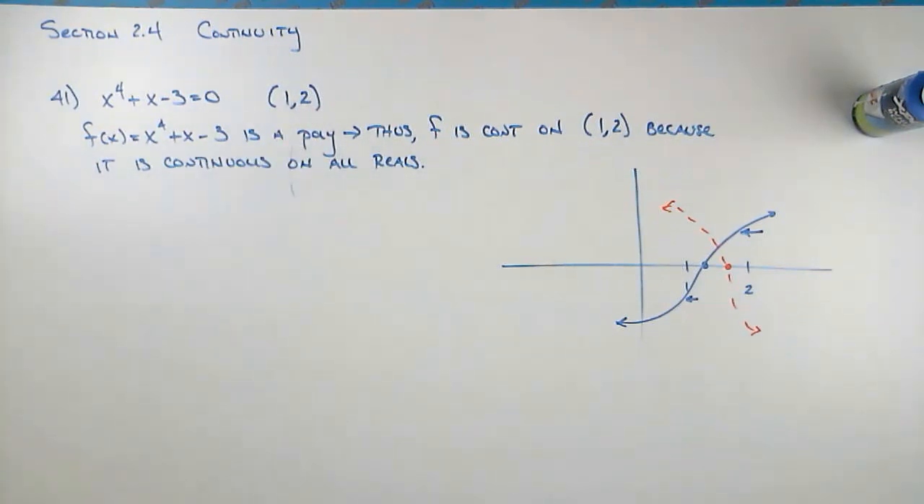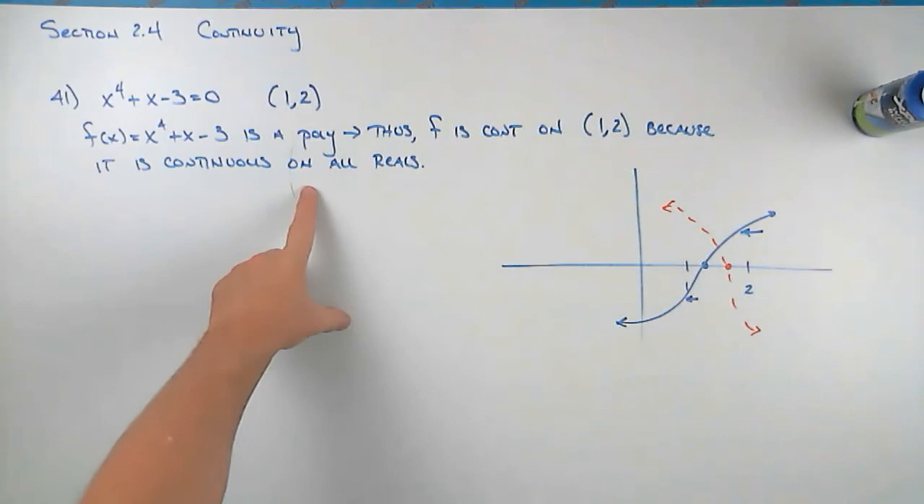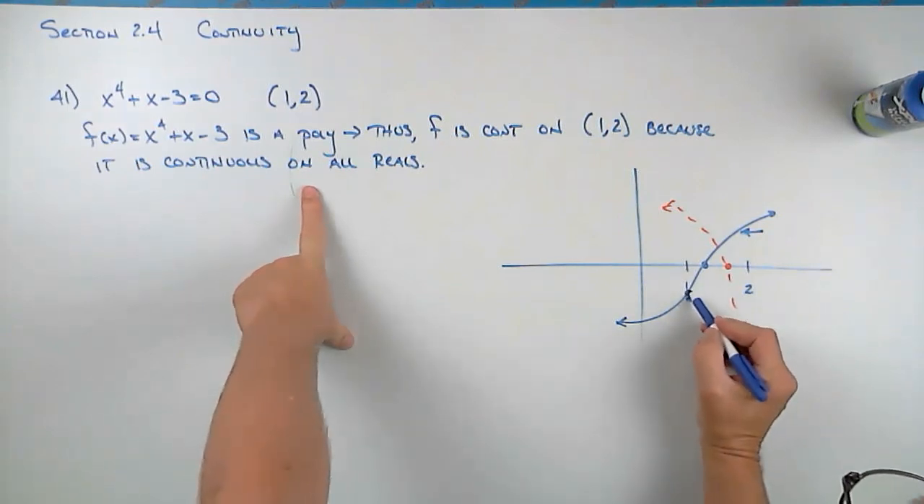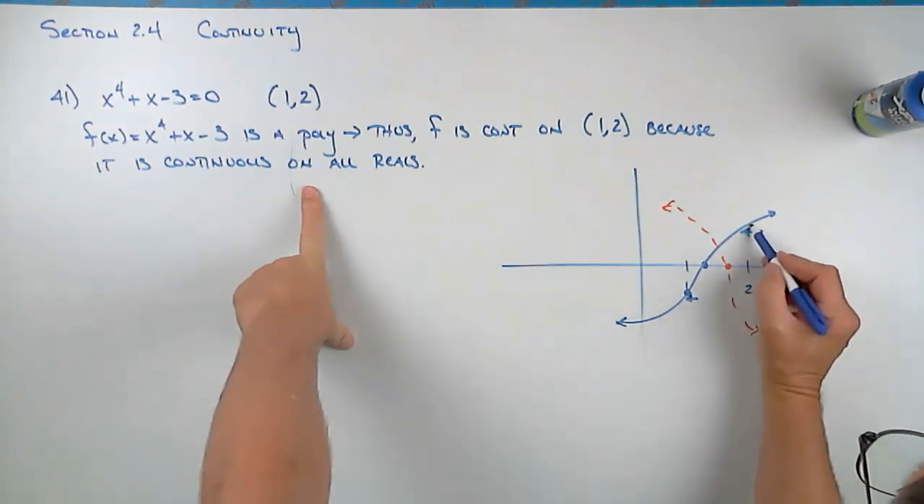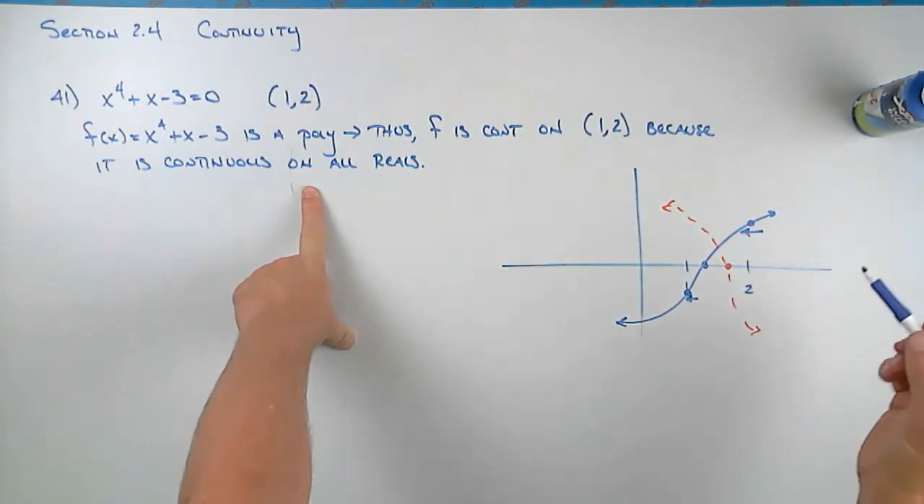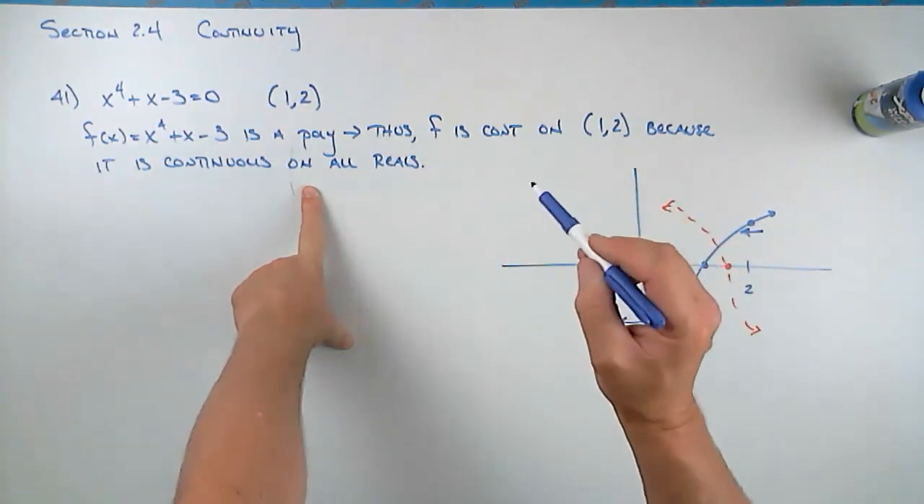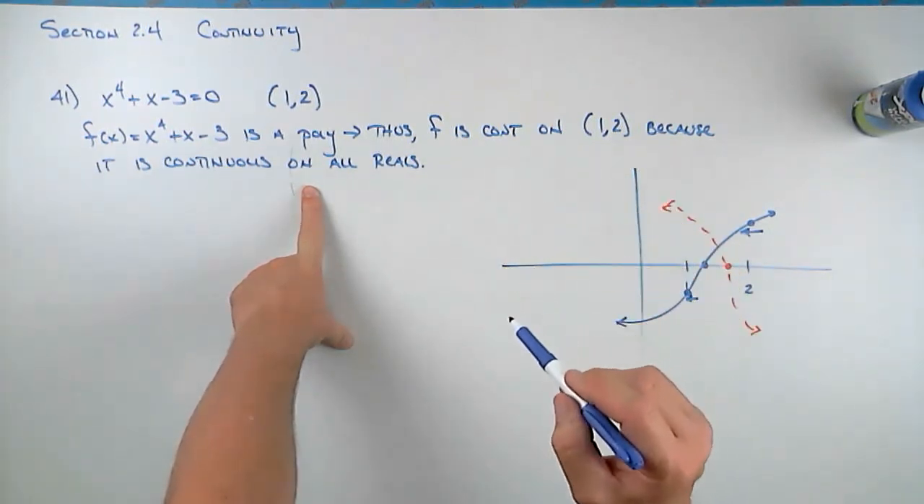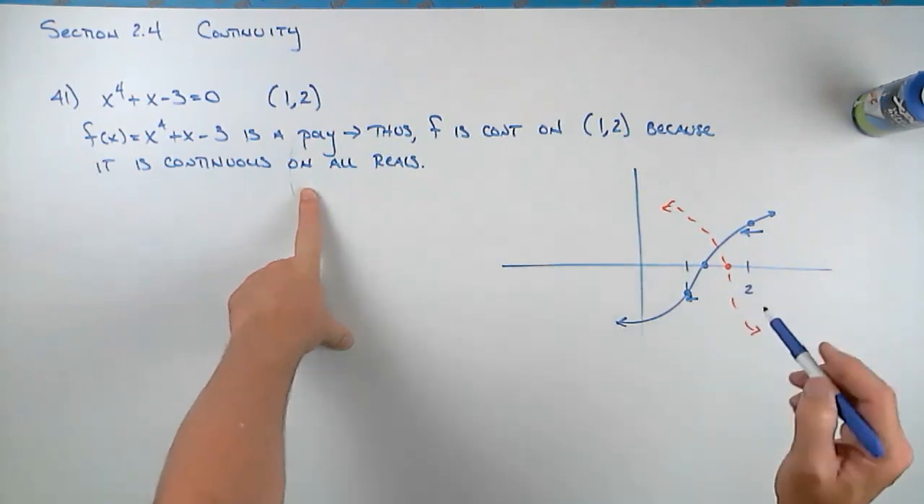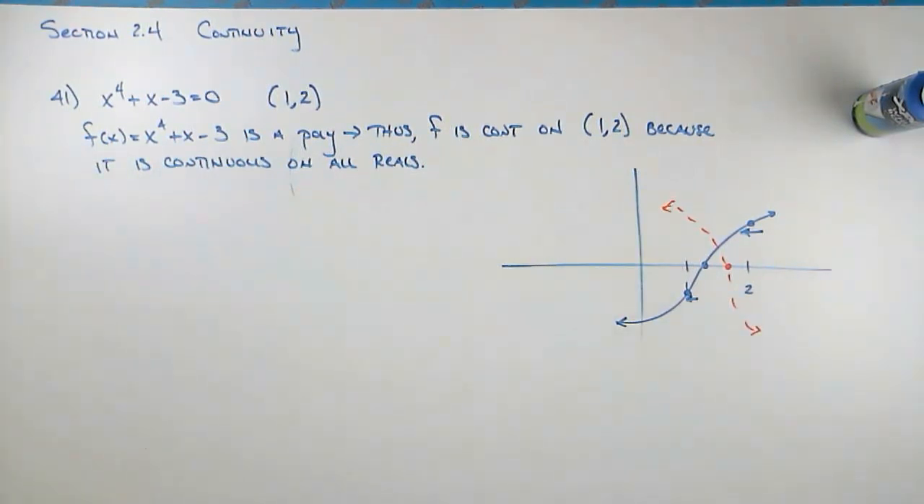But if I can show it changes from negative to positive and it's continuous, the only way the graph can go from below the x-axis to above the x-axis and be continuous, i.e. I can draw without lifting my pencil, I have to touch the x-axis. And if I touch the x-axis, it has a root. It doesn't ask me to find the root. It says show a root exists.